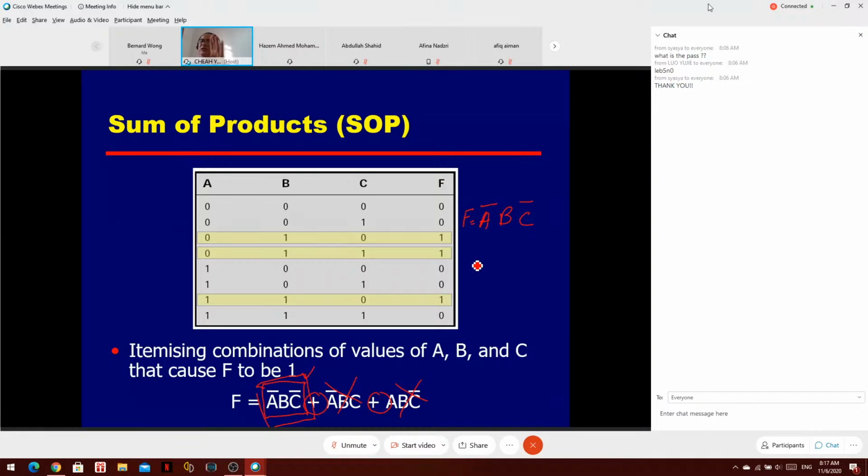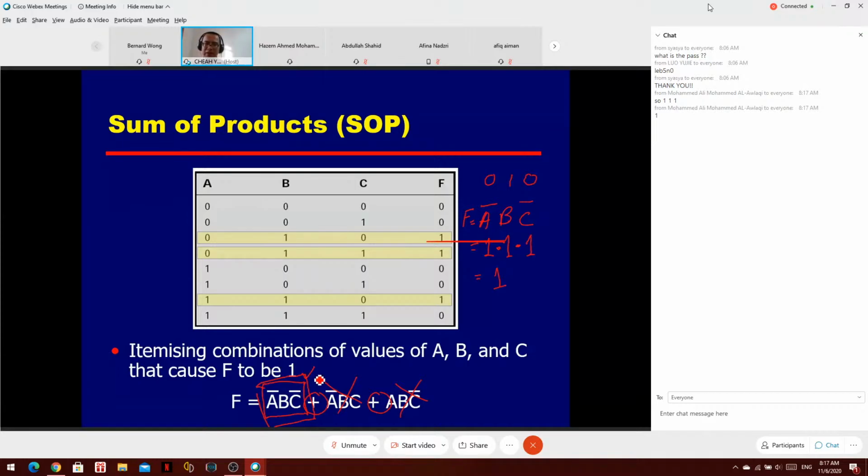Now, this one will be true if A equals 0, B equals 1, and C equals 0. Correct? If A is 0, what is not A? 1. Now, if B is 1, what is B? Also 1. If C is 0, what is not C? Not C is 1. So if we AND them together, then function f will be true. So that's how we define the truth table like this.